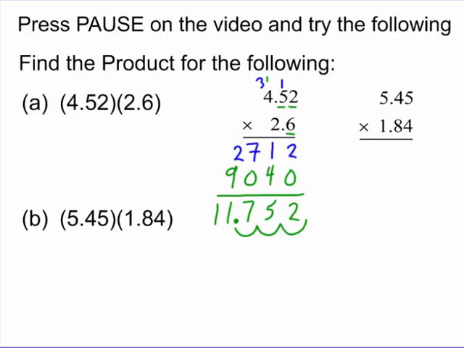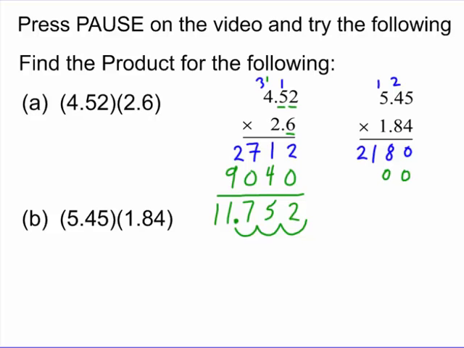Now this is going to be a big one because we have a lot of decimal places going on here. So 4 times 5, 20, carry the 2. 4 times 4 is 16, plus 2 more is 18. 4 times 5 is 20, plus 1 more is 21. I'll try and go a little quicker. I need a 0 for a placeholder.